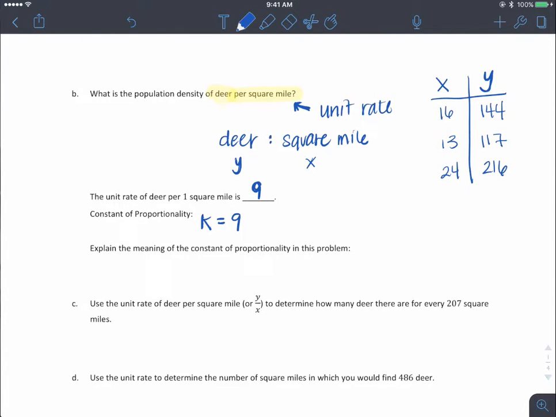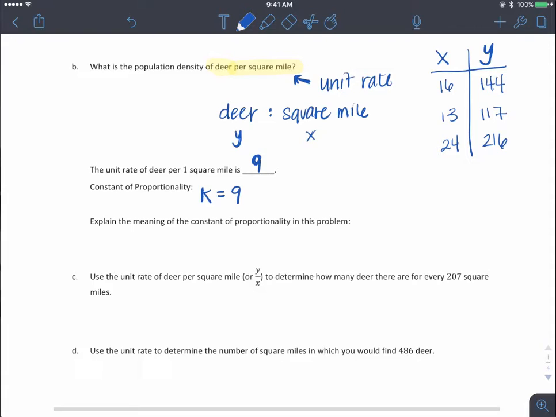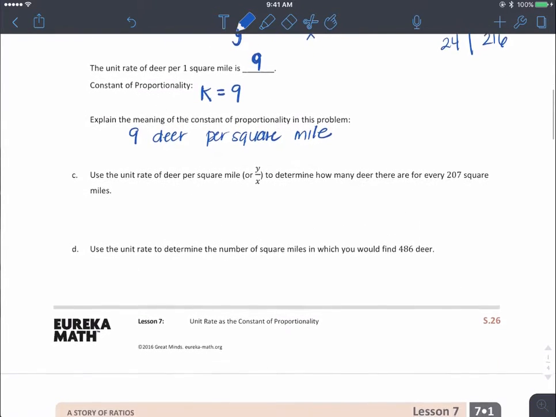All right, and the meaning of this constant of proportionality is that there are 9 deer per square mile. You should have been able to see that. That's what we've been working on up until this point.